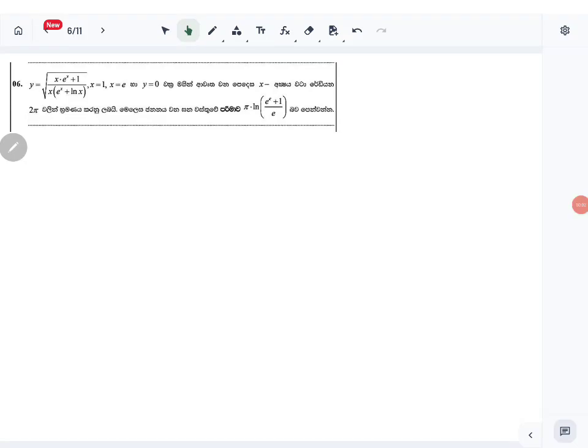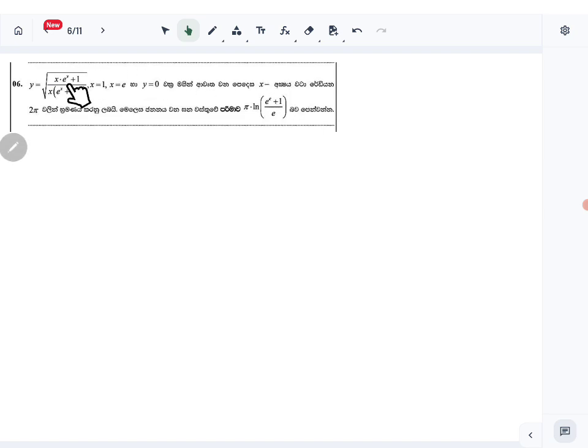Right. Now let's look at 2025 Western Province third term test, question number 6 in the pure mathematics paper. So the volume question, right? They have given the curve, then these two lines x equals 1 and x equals e, the vertical lines, then y equals 0, which is the x-axis. So we are rotating it about the x-axis.